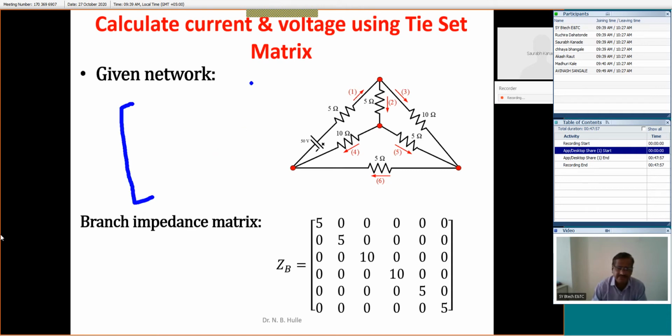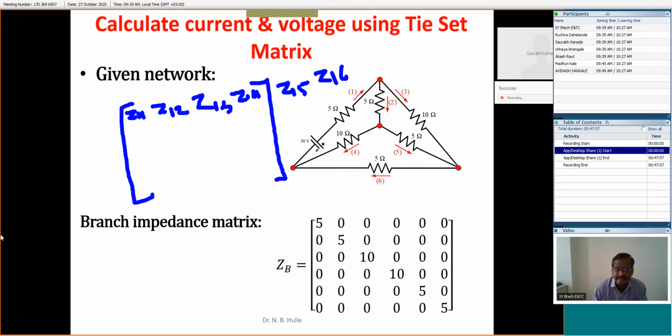How is the structure of this branch impedance matrix? This is the general structure. This is Z11, this is Z12, this is Z13. Is it right? This is Z14. Next is Z15, and finally it is Z16. Is it right? And here it will be Z21, Z22, and so on, the rest of the matrix, something like this.